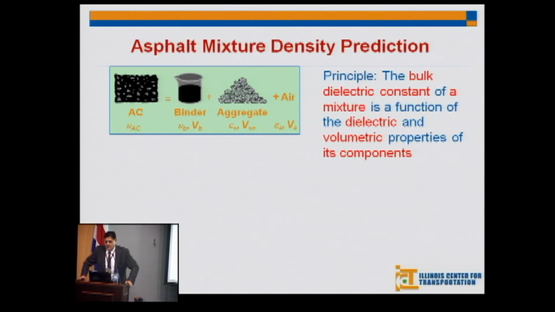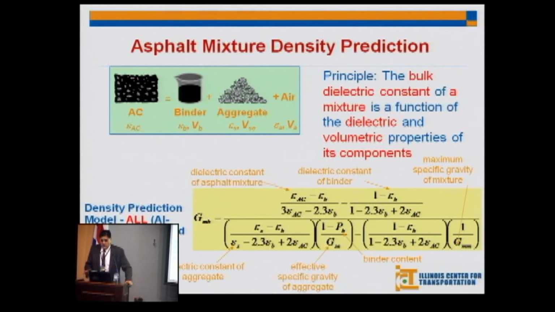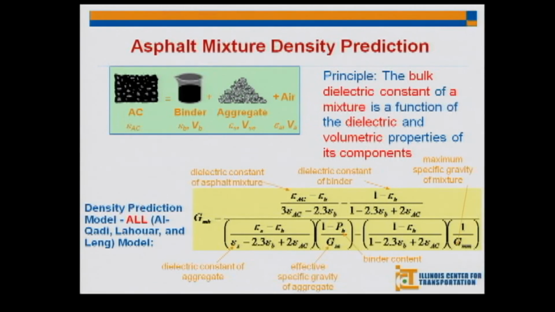The bulk dielectric constant of a mixture is a function of the dielectric constant and the volumetrics of the components. This is the equation. This is the last equation you're going to see. It's not that complicated, but I wanted just to mention that it's a function of a few things. This is here the specific gravity, and this one here is the dielectric constant of asphalt. This is the dielectric constant of the binder. This is the maximum specific gravity of the material, and this is the dielectric constant of the stone, and this is the effective specific gravity of the stone.